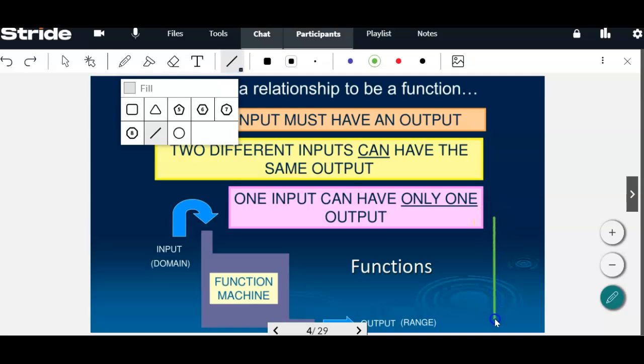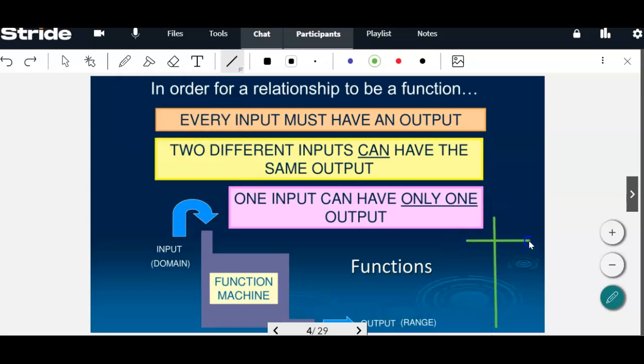Let me draw a table here. And it's just saying that if we had our x and y here, if this was 2 and this was 3, and then we had x is 4, y is 3, that would be still considered a function because the x's are different. So x cannot repeat. This one input can only have one output, saying the same thing. These x's have to be different. Y's can repeat, x's cannot.